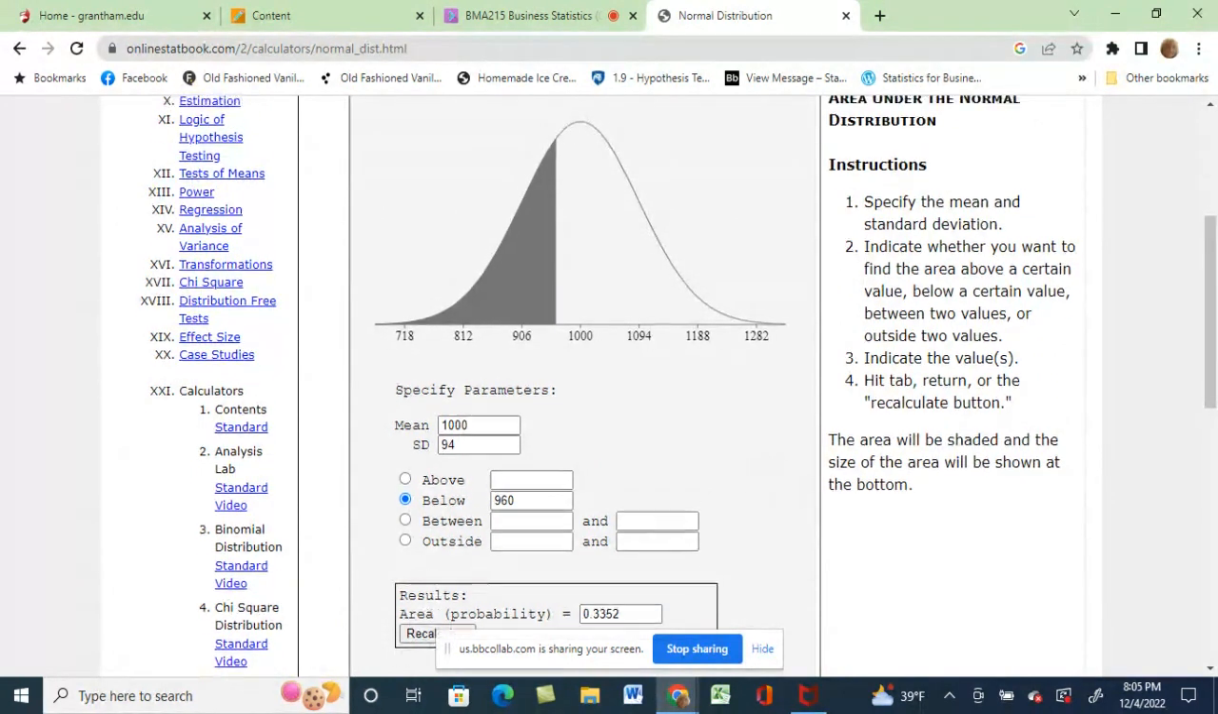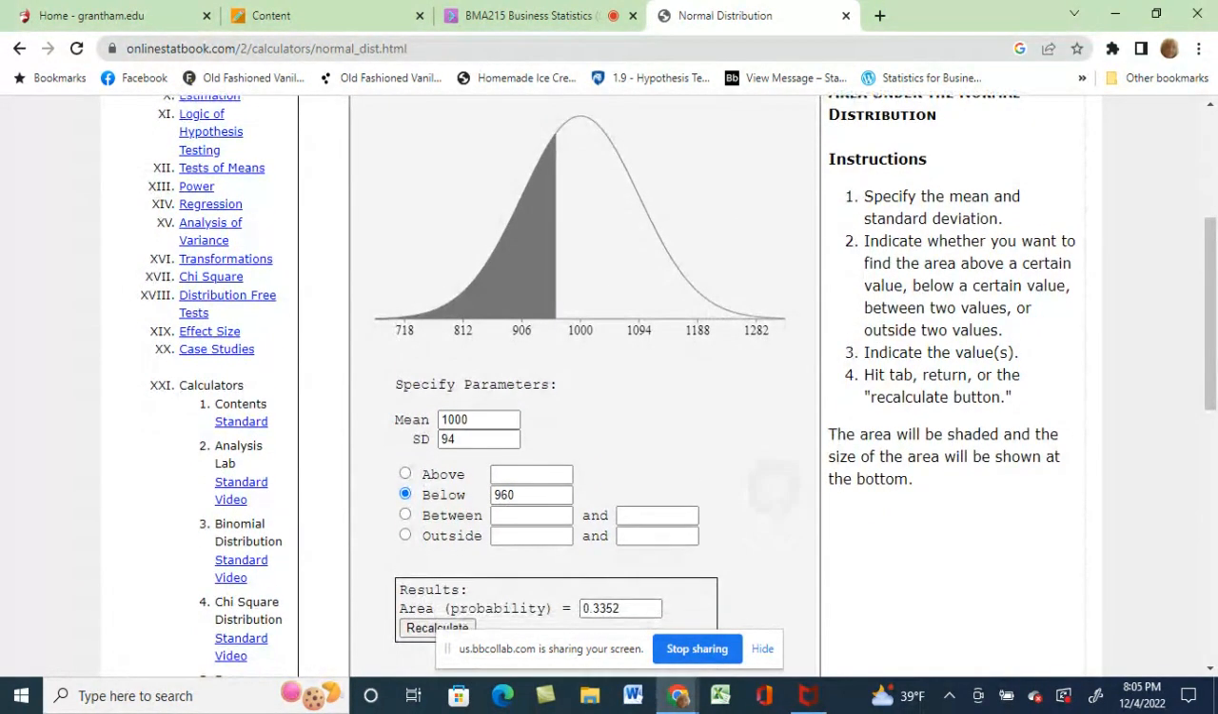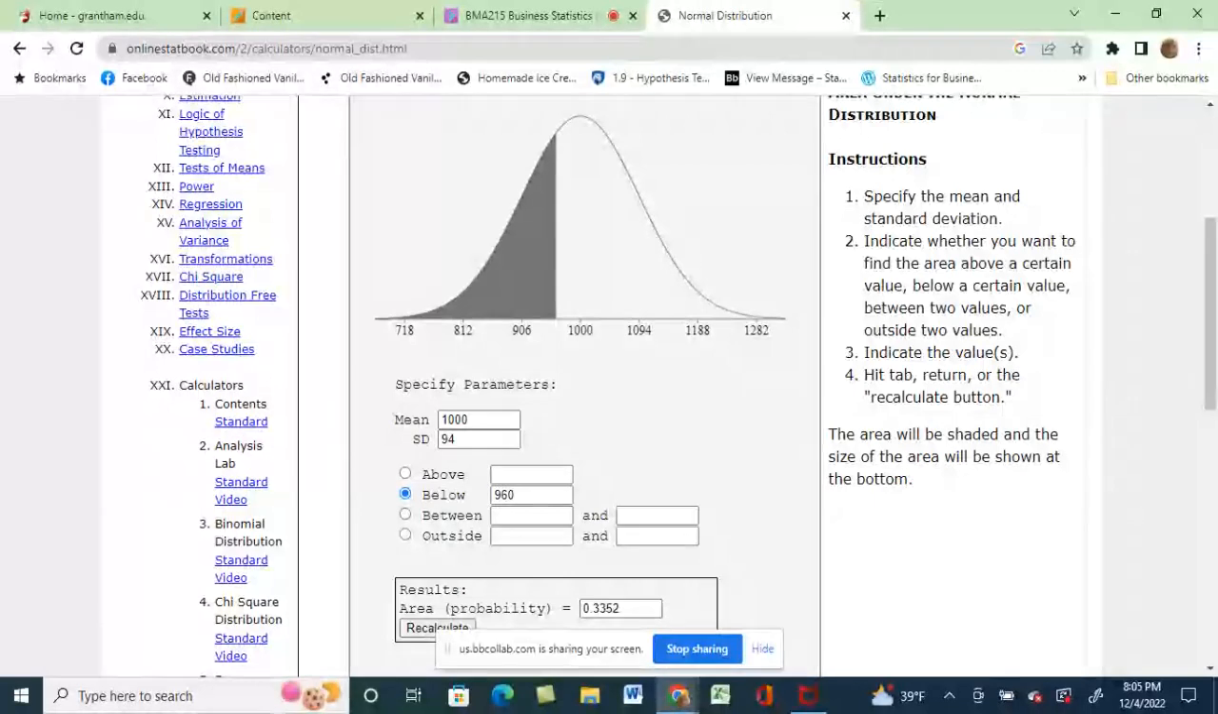So that's what you're finding. You're finding the probability of any normal curve; it can be found using this.